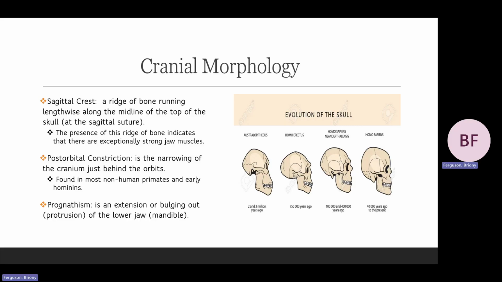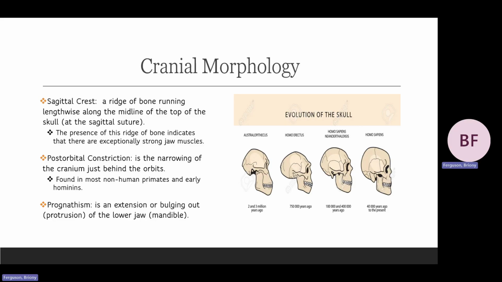And the reason that we lose this as we become more bipedal is because as we become more bipedal, we see increased brain sizes. And as we move to more modern humans, so our more modern ancestors, Neanderthals and modern humans or Homo sapiens, we also see increases in brain size, specifically in that prefrontal cortex, so that kind of forehead area, which reduces the postorbital constriction.